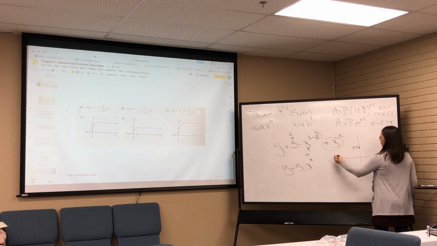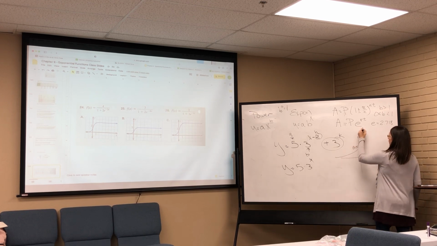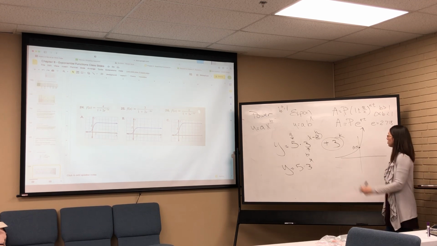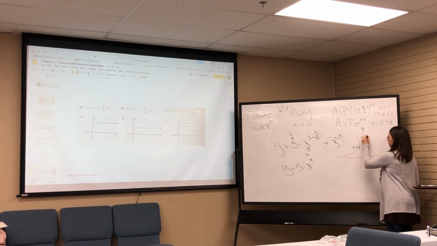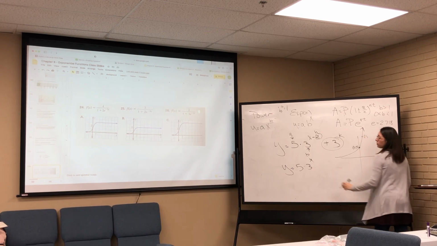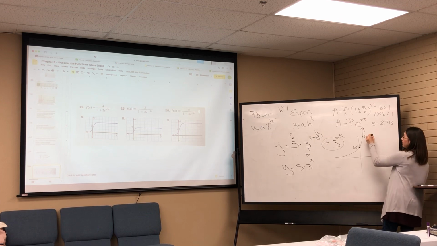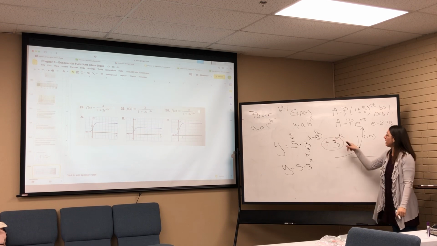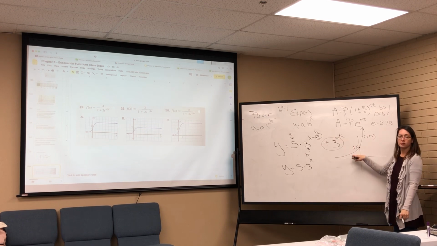Right? We're going up like that. When x equals 1, y equals what? When x equals 1, y equals 15. Okay? So here's my base one. And h and k do what to this graph?